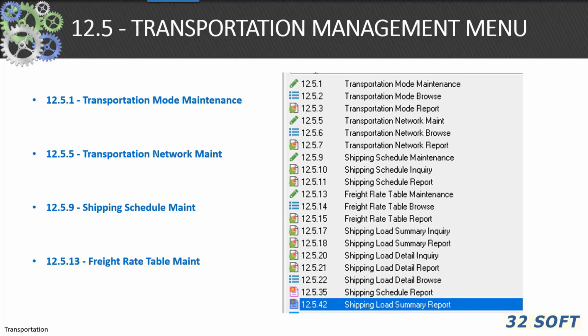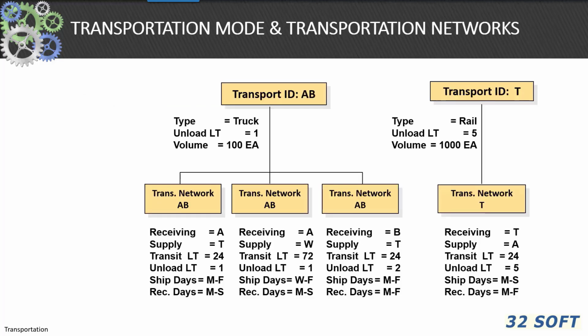12.5, transportation management, lets you create transportation shipping processes to account for each item to each site by whatever mode you need. The primary maintenance fields in 12.5 are transportation mode maintenance, network maintenance, a shipping schedule, and a freight table. Here's a picture of a simple transportation network. How complex is yours?